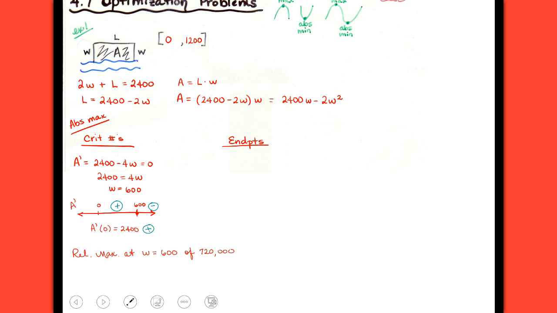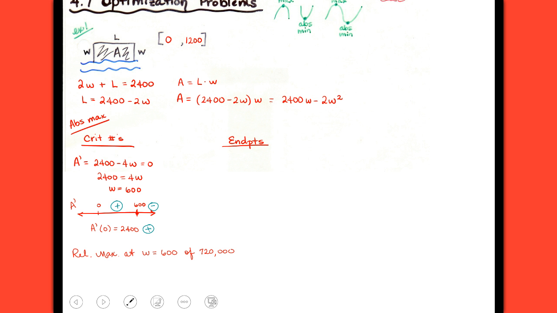All right, so I have a relative maximum at 600, but that is not my maximum value. How do I find the maximum value? Plug it in to what? The original or the derivative? The original. It is the maximum of the original.